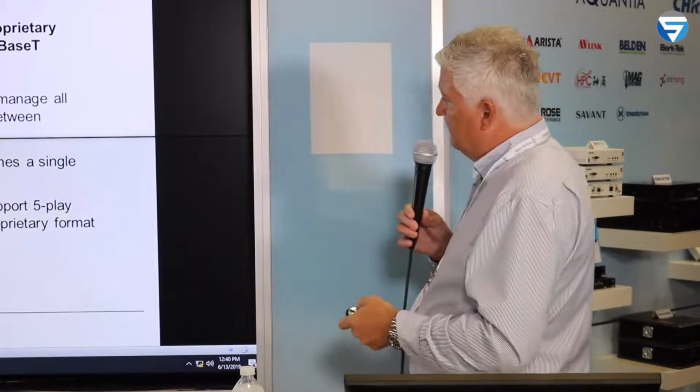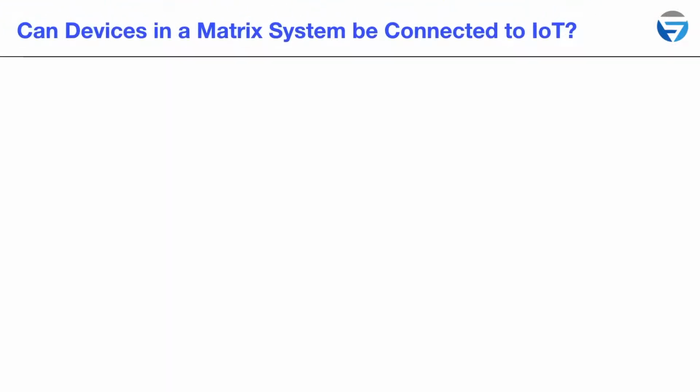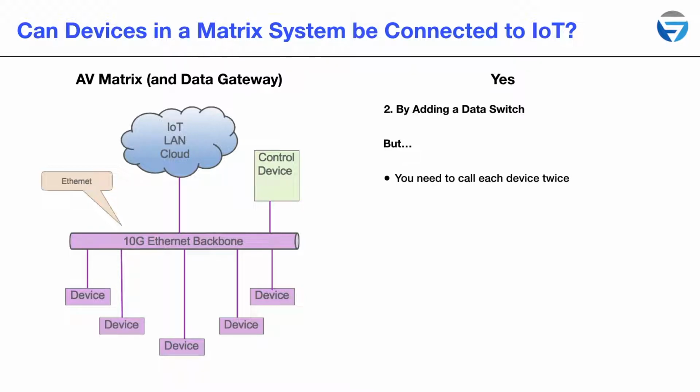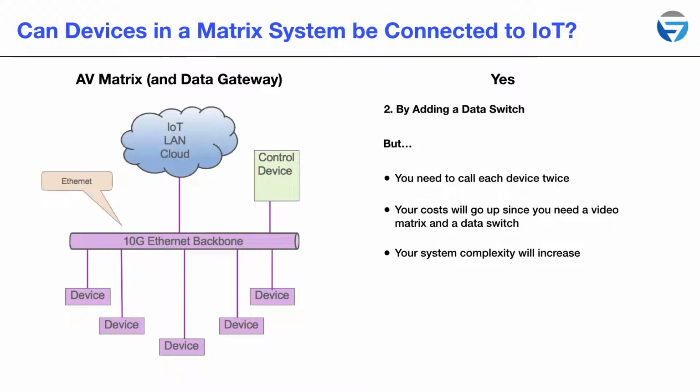Another way of doing it is you can add a data switch to your system design. So you can do your video distribution in matrix, and you can overlay an IP switch to pick up the information from those attached devices. But then you have to add a 10 gig Ethernet backbone if you want to transfer video, or 1 gig if it's just for data. So you've got a switch and a matrix in the same system. Your costs go up because you have to have a matrix and a switch, your system complexity will increase, and you have to run at least 2 cables to each device.